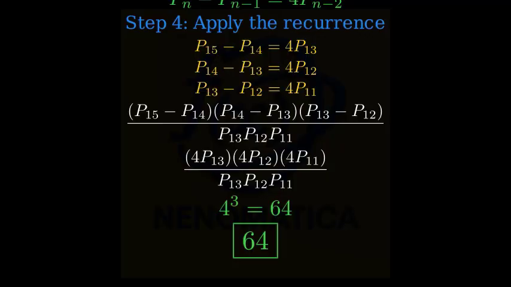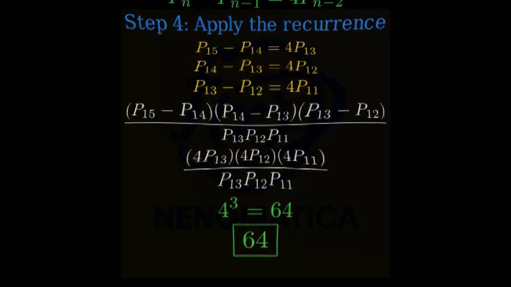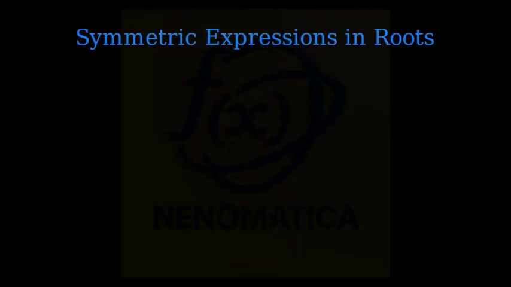Our key idea was to convert a symmetric difference of powers into a simple linear recurrence by using the fact that each root satisfies the quadratic equation. Example: we are given the quadratic x squared minus 6x plus 1 equals 0. Let x sub 1 and x sub 2 be its roots. We will prove, step by step, that s sub n equals x sub 1 to the n plus x sub 2 to the n is always an integer, and is never divisible by 5.